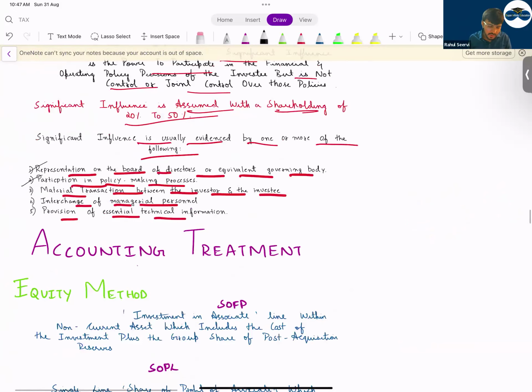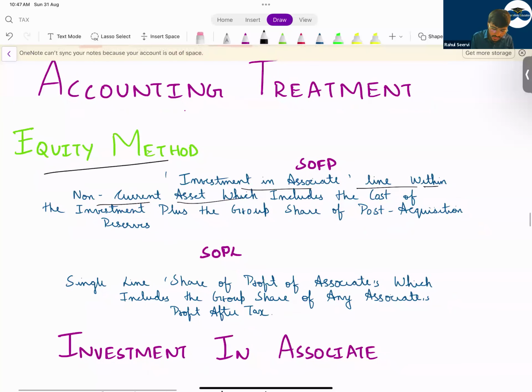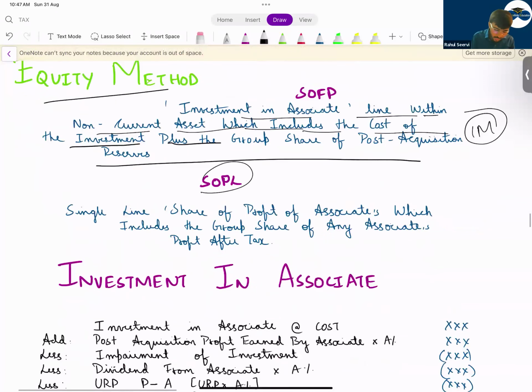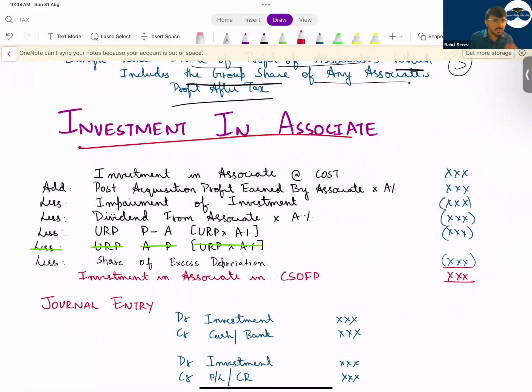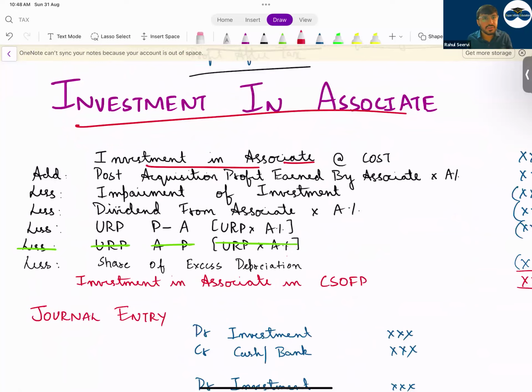So see here, how do we calculate? Equity method. Investment in associate is a line within non-current assets, which includes the cost of the investment plus this one. Write down this also, it carries 1 mark most of the time. In P&L, what we take is the share of profit of associate, which includes the group share of any associate profit. You'll record the share of profit of associate which belongs to the group. So now, sir, how do we calculate the investment in associate? I mentioned how this will be tested.